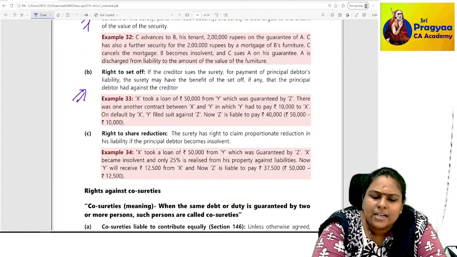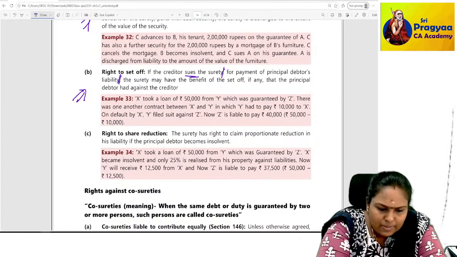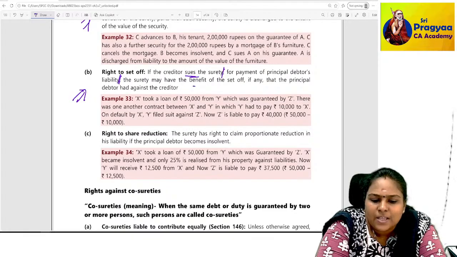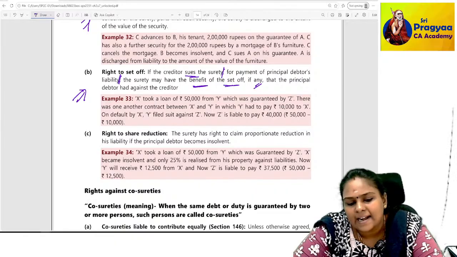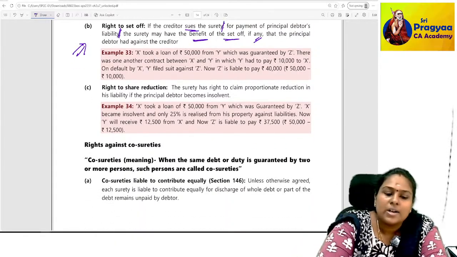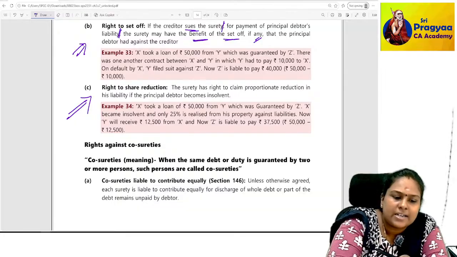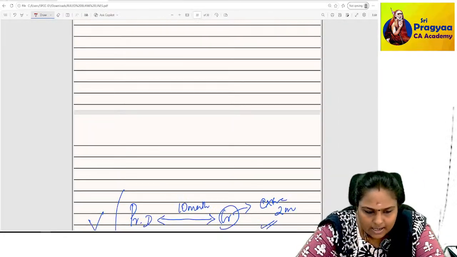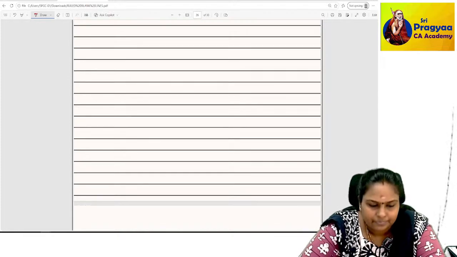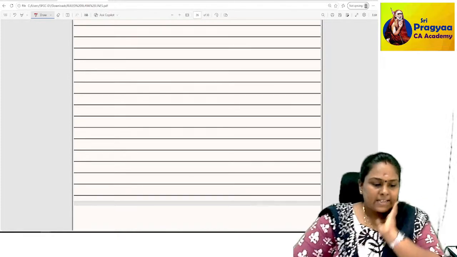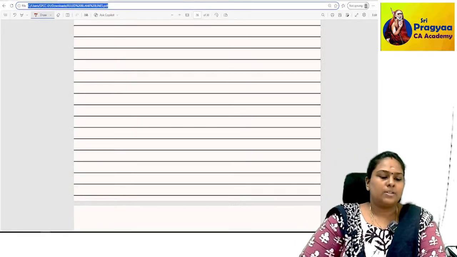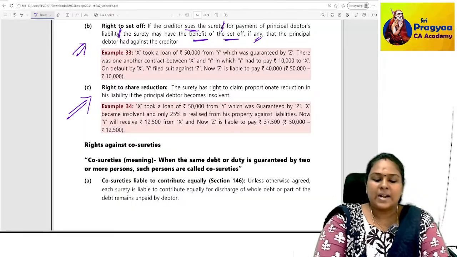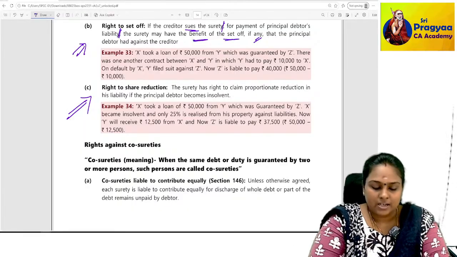If the creditor sues the surety for payment of the principal debtor's liability, the surety may have the benefit of set off, if any, that the principal debtor had against the creditor. Now, next one, right to share deduction. Now, let us go and understand this. Say for example, let us take the example which is given here itself. For better understanding, let us take the same example given here.